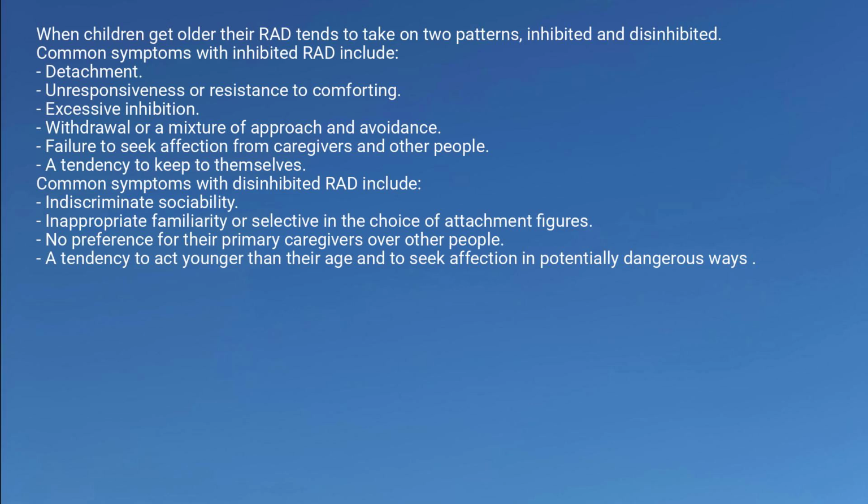When children get older, their RAD tends to take on two patterns, inhibited and disinhibited. Common symptoms with inhibited RAD include detachment, unresponsiveness or resistance to comforting, excessive inhibition, withdrawal or a mixture of approach and avoidance, failure to seek affection from caregivers and other people, and a tendency to keep to themselves.